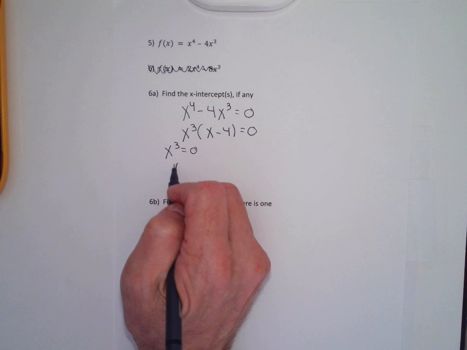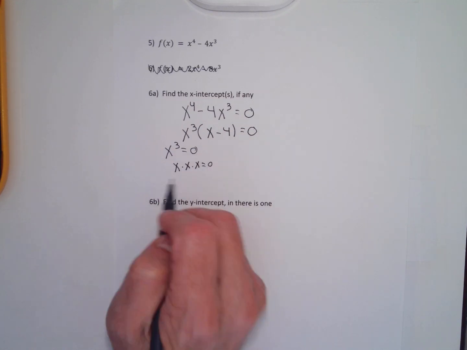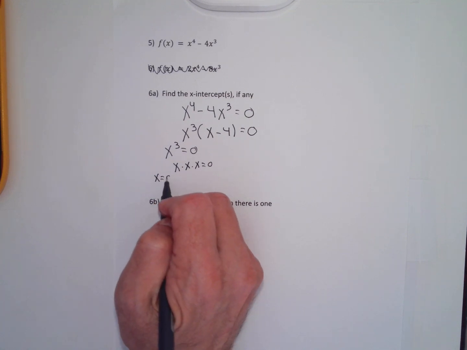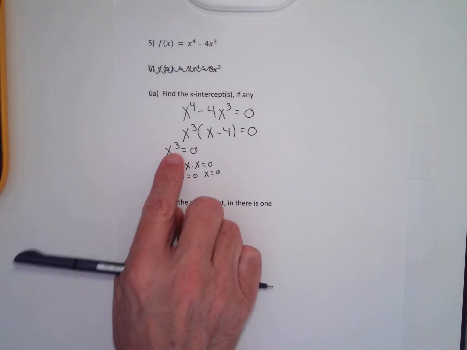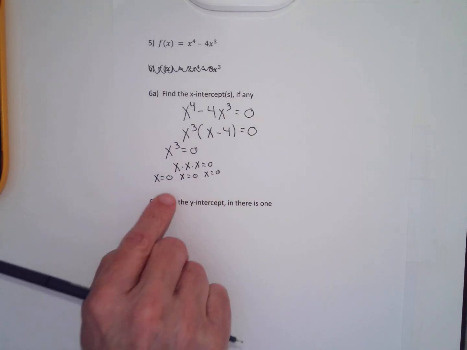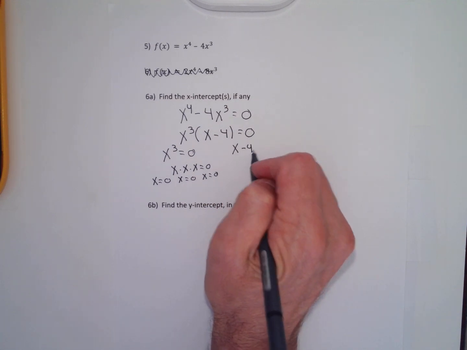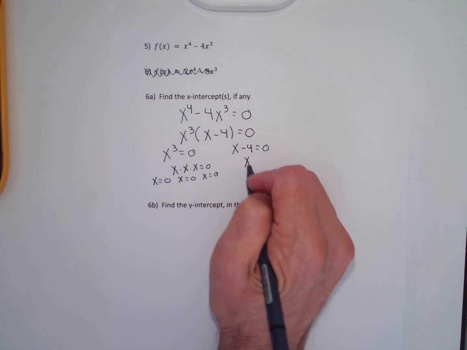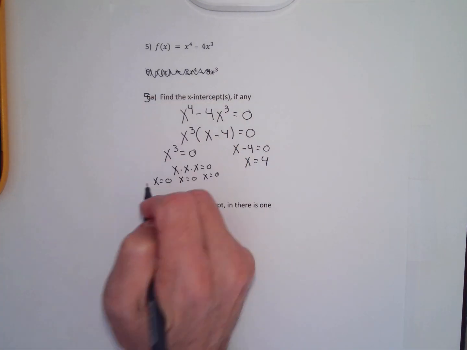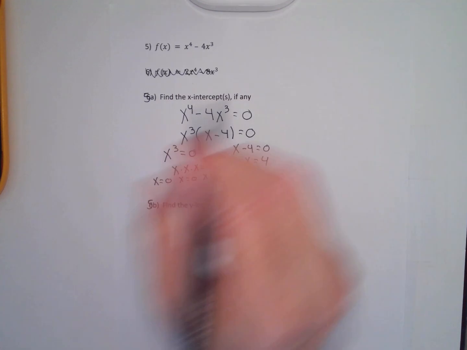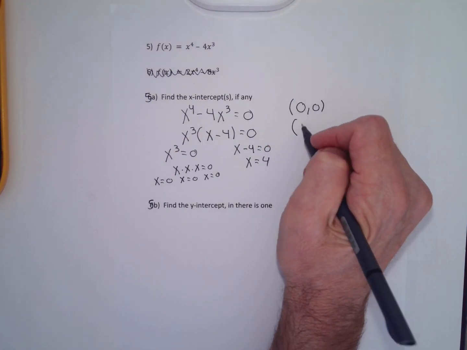This is just going to give me x equal to 0, because this is really x times x times x equal to 0. You could separate each x separately and set them all equal to 0. This is ridiculous, but you can. This x cubed equal to 0 just gives me an x-intercept that has an x coordinate of 0. When I set the x minus 4 equal to 0, I'll add 4 and get an x-intercept of 4. So my x-intercepts are (0, 0) and (4, 0).